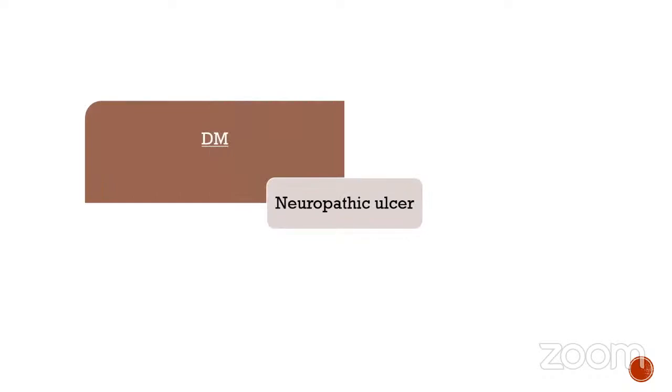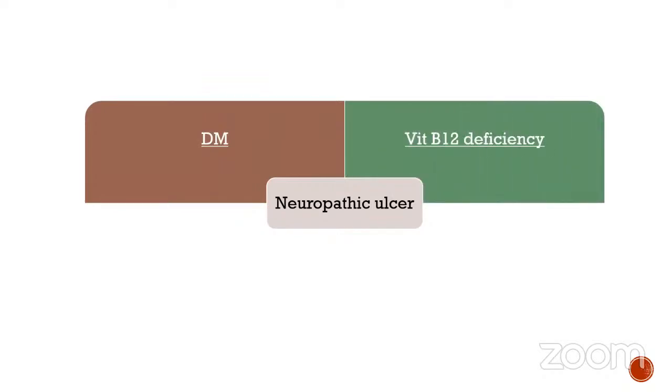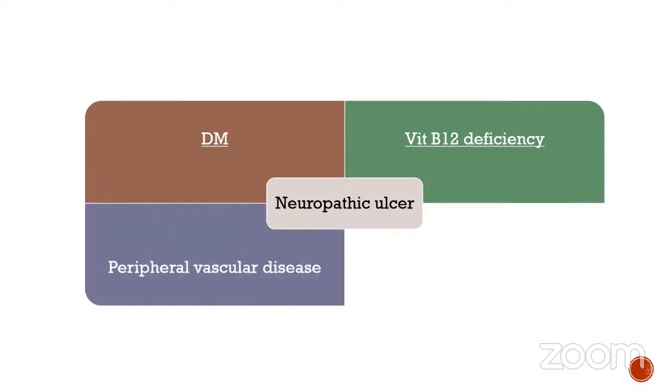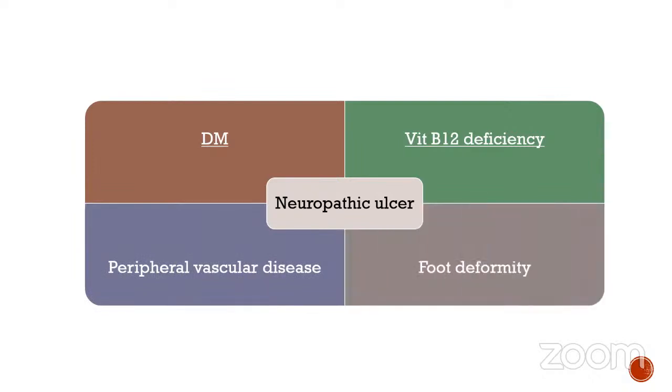So the most common cause for a neuropathic ulcer is diabetes mellitus. The second most common is vitamin B12 deficiency. So these two you have to keep in mind. In addition, peripheral vascular disease can also contribute to neuropathic ulcer. Even foot deformity can also eventually lead to neuropathic ulcer. So these are the four important causes of neuropathic ulcer. The first two, diabetes mellitus and vitamin B12 deficiency, are the most important causes for a neuropathic ulcer.